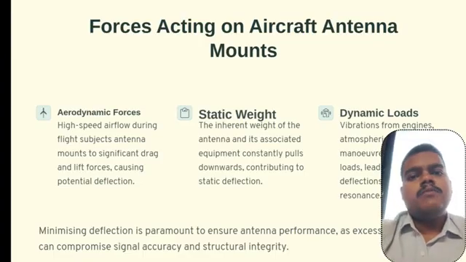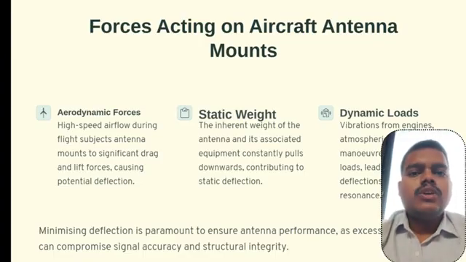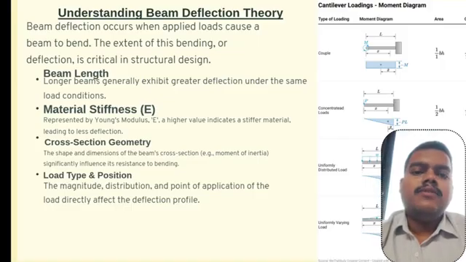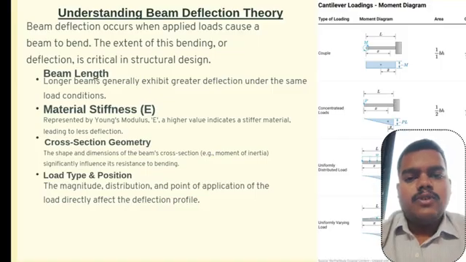Then let's talk about beam deflection theory. To understand the concept of beam deflection, deflection refers to how much a beam bends when load is applied. In the case of antenna mounts, even a small amount of bending can shift antenna direction. Deflection increases with beam length, decreases with stiffer material, and depends heavily on the beam's cross-sectional shape. The type of load, whether point load or distributed load, also affects beams. This is why engineers carefully calculate deflection during the design stage to ensure the antenna remains stable and accurate.